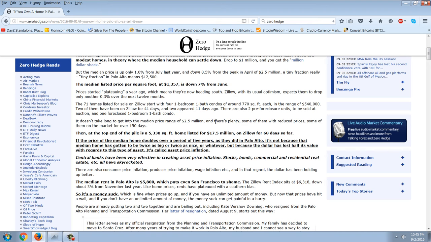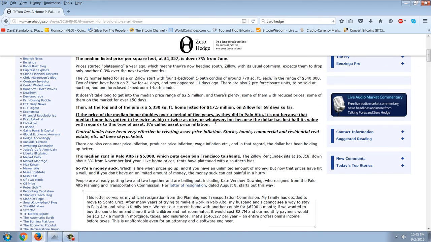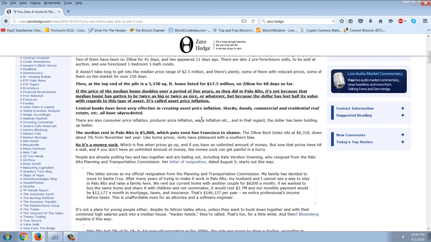The median listed price per square foot is at $1,357, down 7% from June. Prices started plateauing a year ago, which means they're now heading south. Zillow, with its usual optimism, expects them to drop only another 0.3% over the next 12 months. The 71 homes listed for sale on Zillow start with four one-bedroom, one-bathroom condos selling around 770 square feet each in the range of $540,000. Two of them have been on Zillow for 41 days, and two appeared 11 days ago. There are also two pre-foreclosure units to be sold at auction, and one foreclosed one-bedroom, one-bath condo.